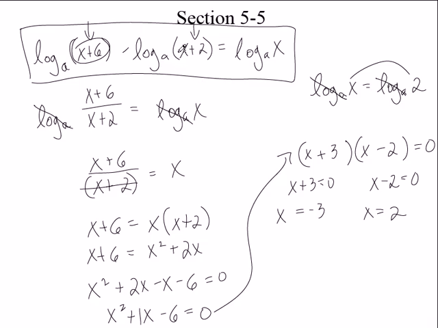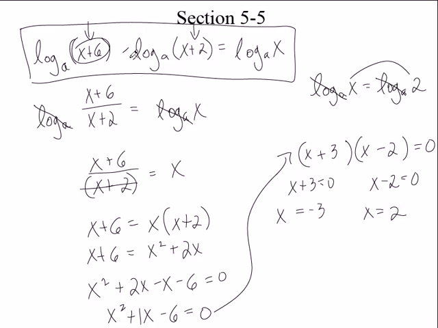The negative 3. I can't put a negative 3 in here because negative 3 plus 2 is going to be a negative 1. I can't take the log of a negative number. So that alone tells me I can't use negative 3. Also right here, I can't put a negative 3 because that would make that the log of a negative number. So you always have to check.